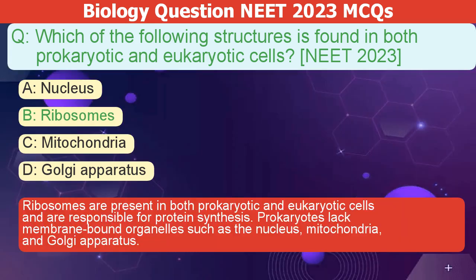The correct answer is B. Ribosomes are present in both prokaryotic and eukaryotic cells and are responsible for protein synthesis. Prokaryotes lack membrane-bound organelles such as the nucleus, mitochondria, and Golgi apparatus.